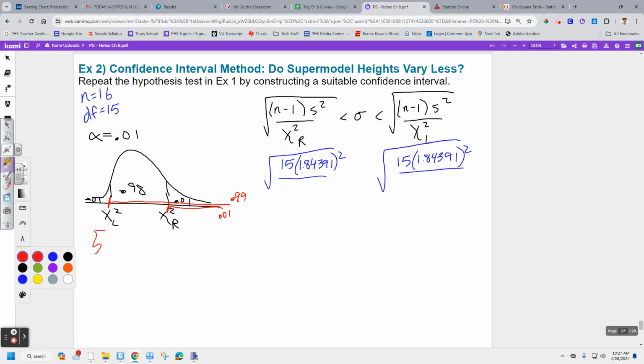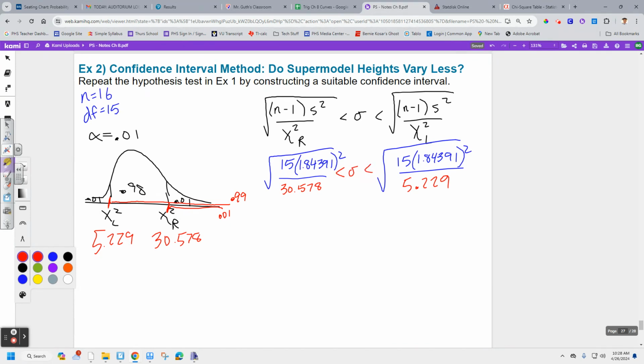Chi-squared L was 5.229, and chi-squared R was 30.578. Notice it's backwards, though. This is the right number, 30.578, and this was the left number. And that makes sense because dividing by 30 is going to give you a smaller number than dividing by 5, and you want the one on the left to be the smaller number in this interval.